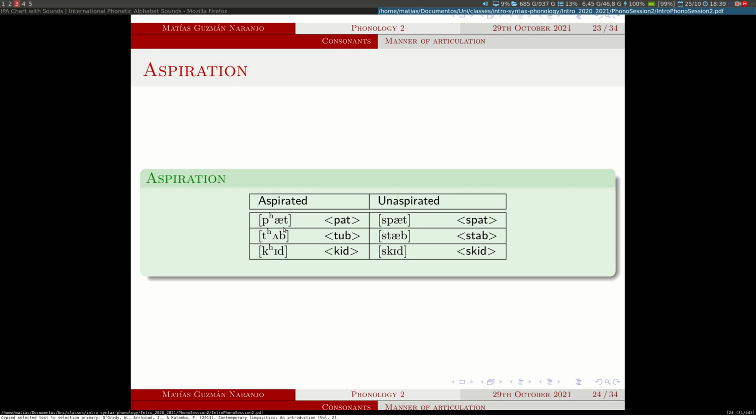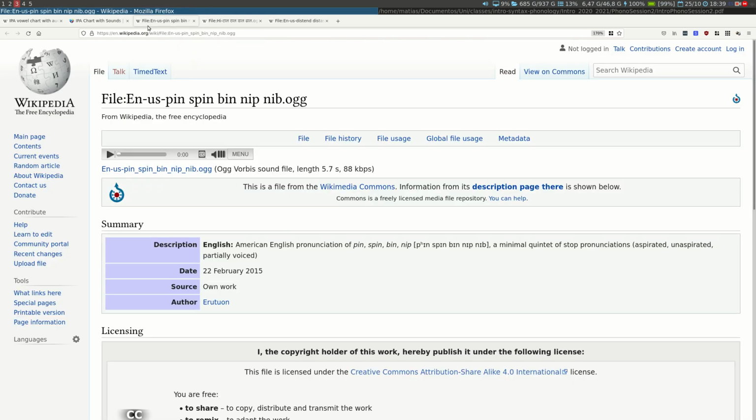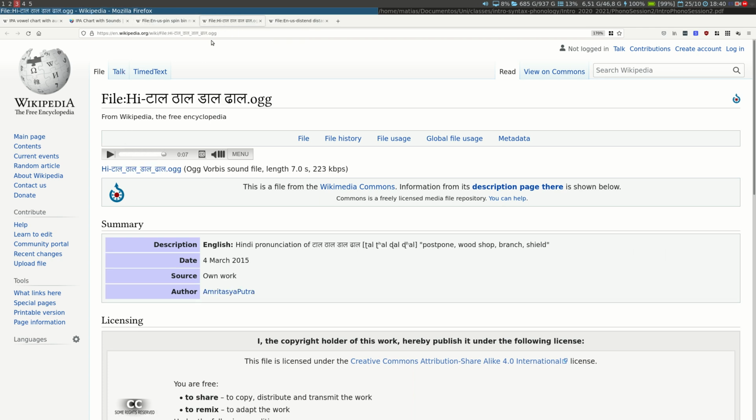I'm really bad at pronouncing aspiration because Spanish doesn't have it, but let's hear it. So this is an example from English. The first one in pin is aspirated, the other ones aren't. Pin, spin, bin, nip, nib. So again, listen to the first one. Pin. That's an aspirated P. We can hear the same in Hindi.